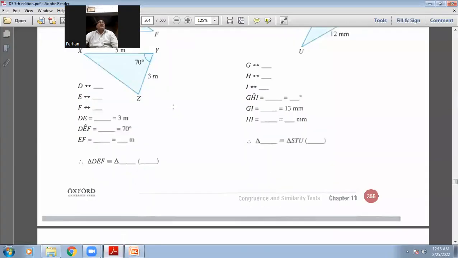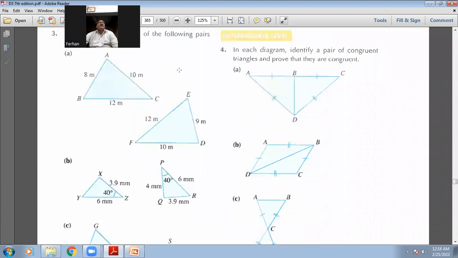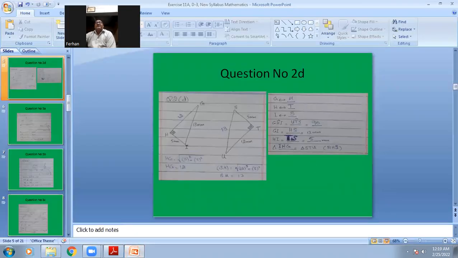Now we move to the question number 3. Here we have to determine whether each of the following pairs of triangles are congruent. So if you look here, this side is 10, this side is 10, this side is 12, this side is 12. This side is 8, but this third side is 9. So these two sides are not the same. So these two triangles are not congruent. So let me show you.